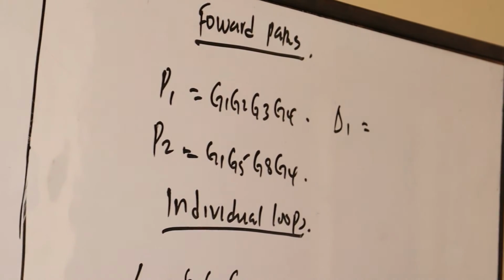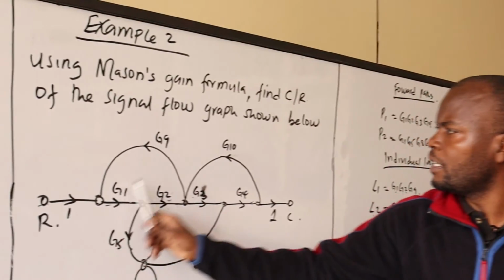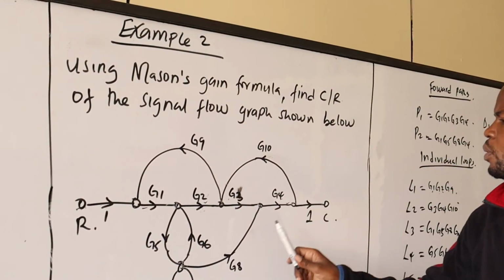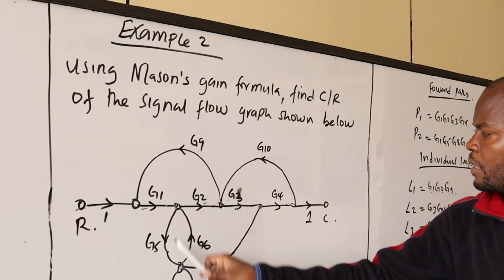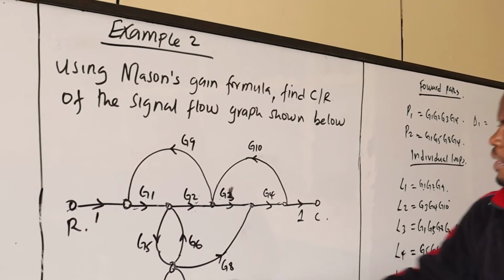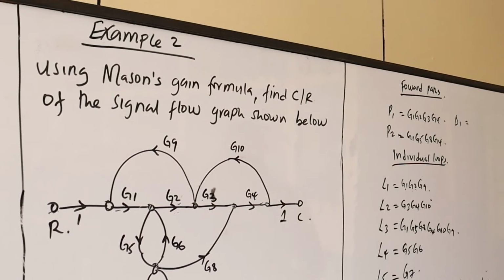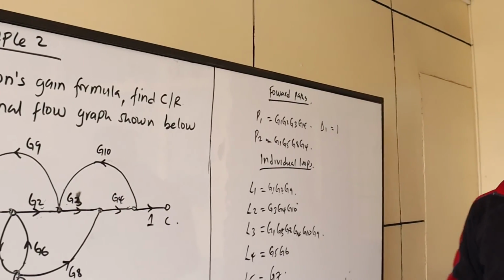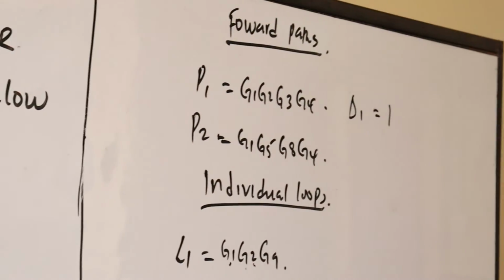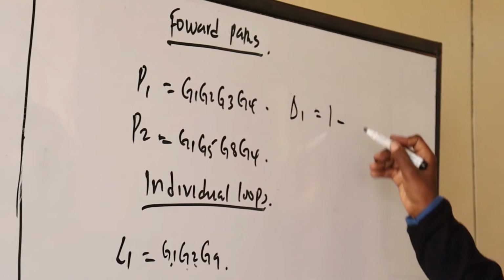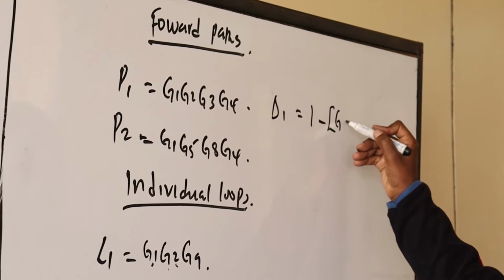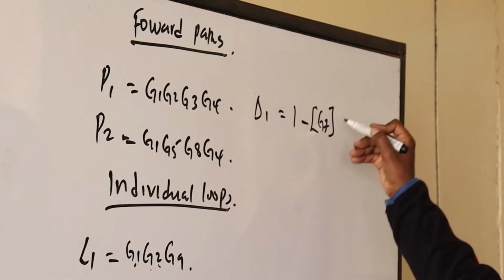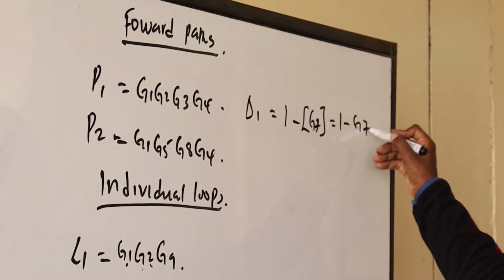If we look at this first path, it is touching that loop, it is touching that loop, it is touching the loop that comes from here up to that. The only loop that it doesn't touch is the one for G7, and therefore that is going to be 1 minus G7, which is just going to be 1 minus G7.